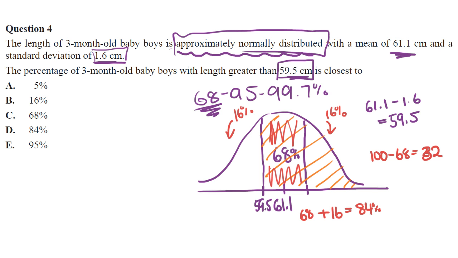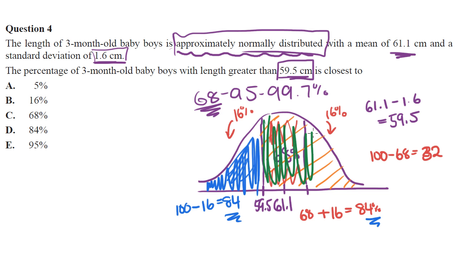Another way of looking at it might be to say, well, I don't want this section. I want everything other than that section there. And I know this section is 16%. So 100, all of it, in other words, minus 16 would give me 84%. So either way, with both methods, I decide that this whole bit in there must be 84%. Everything above 59.5 is 84% of the data. So my answer is D.